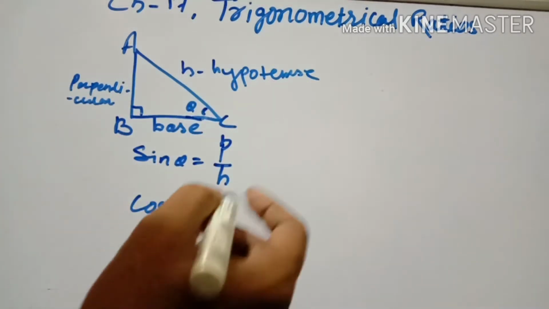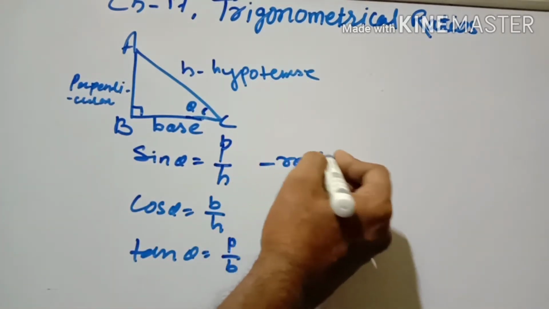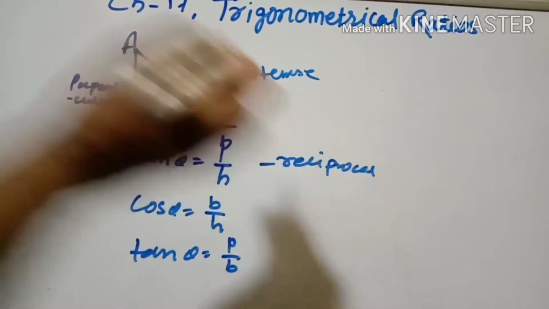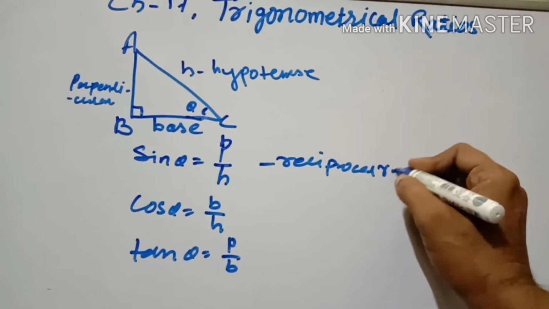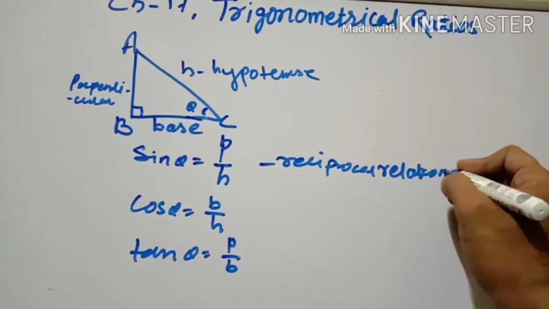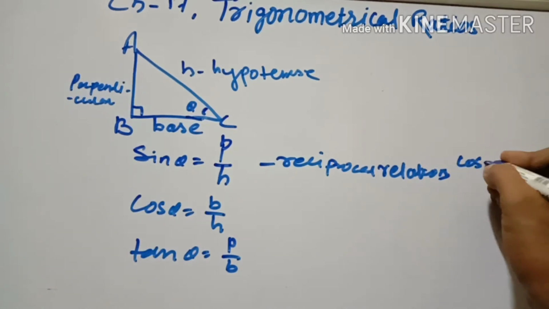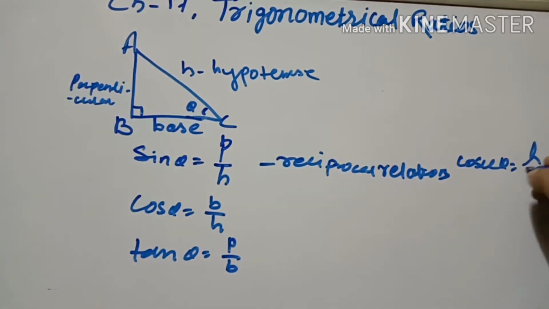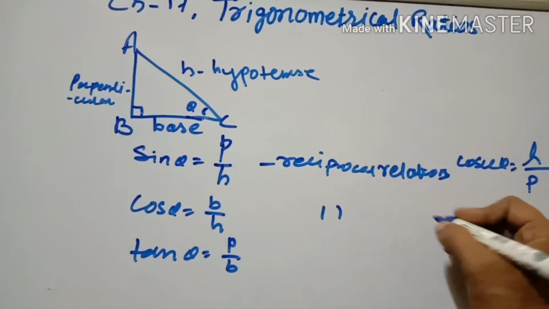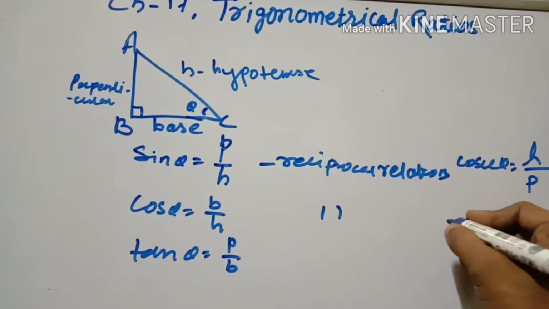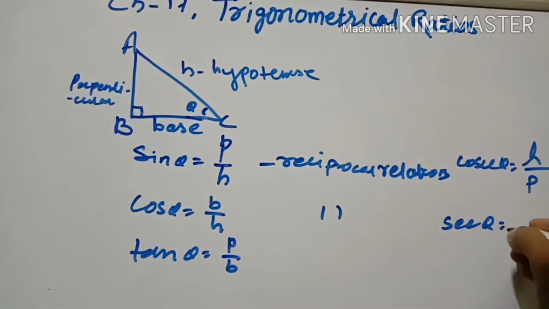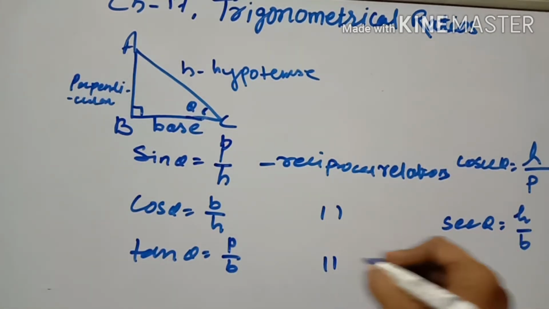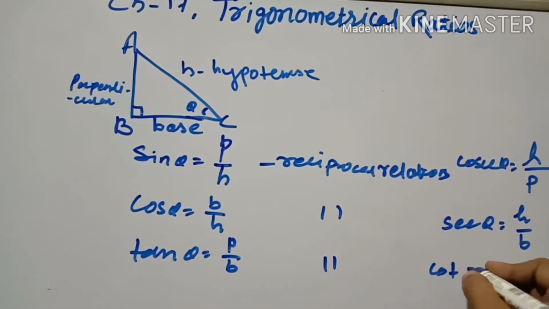Now the reciprocal relations. The reciprocal of sin theta is cosec theta, we can write H by P, and the reciprocal of cos theta is sec theta, that is H by B, and the reciprocal of tan theta is cot theta, that is B by P. Write down please.